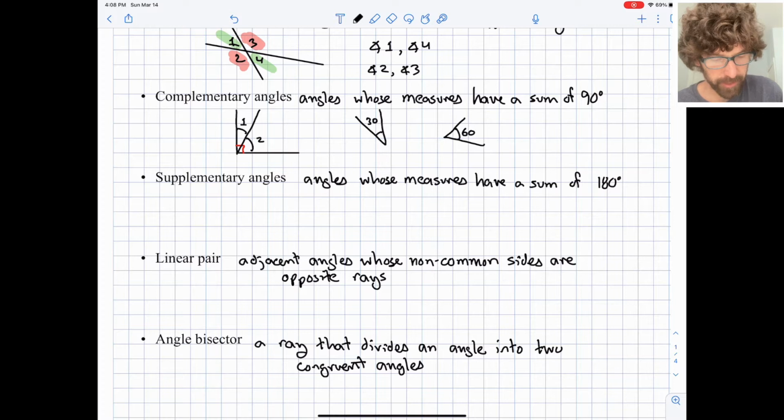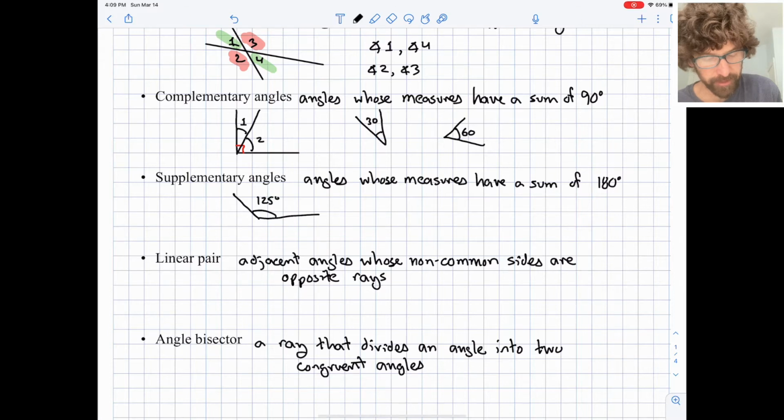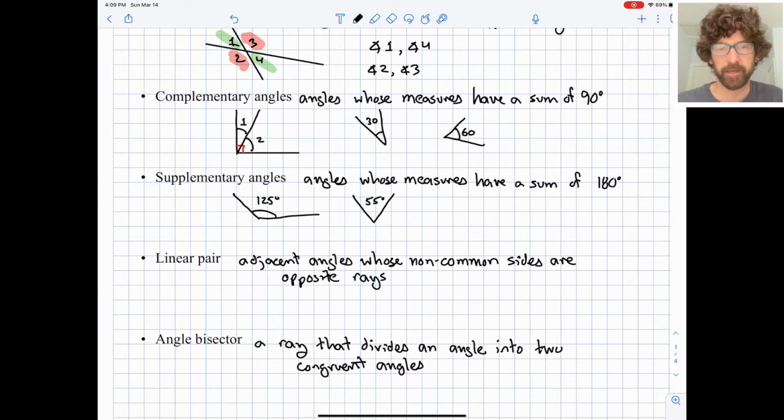Supplementary angles are simply angles that have a sum of 180, and so I will just very briefly sketch out, maybe this is a 125-degree angle, and then maybe we have a 55-degree angle, for example. Those two angles have a sum of 180 degrees, and so they're supplementary.